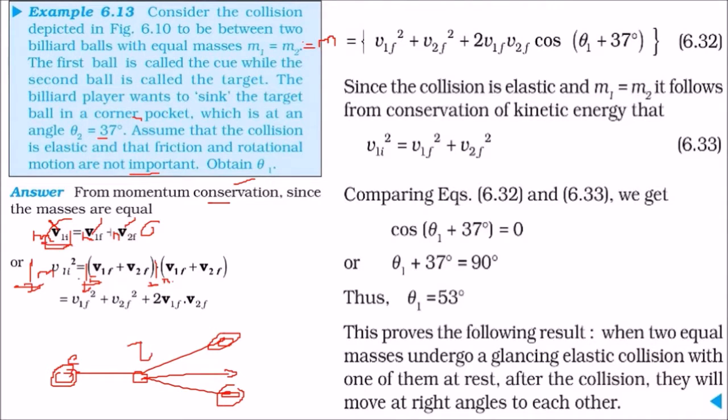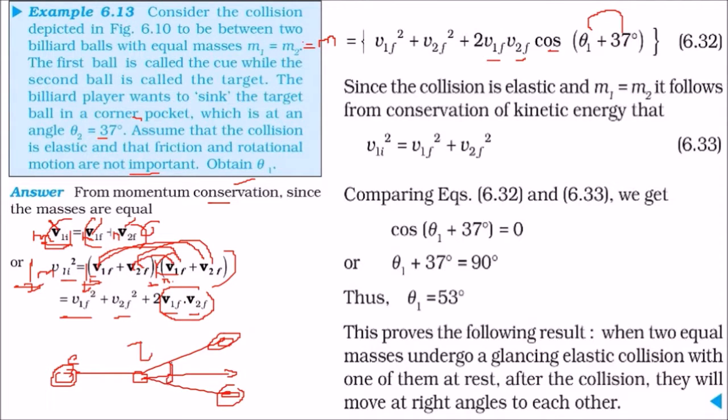We'll just square them. Squaring this will give this dot this. So now we multiply this with this, this with this, this with this, and this with this. So you get v1f squared, v2f squared, and 2 v1f dot v2f. What is this? We take the dot product. So this will be 2 v1f v2f cos of (theta 1 plus 37 degrees).